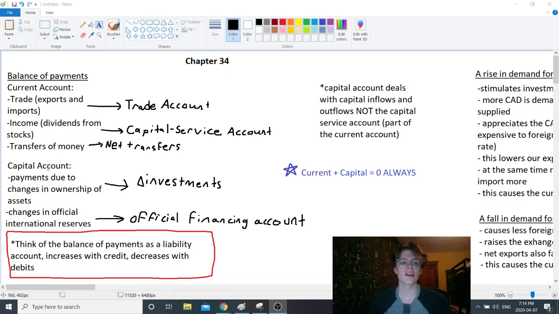And then on the other hand, we have the capital account. So this is the changes in ownership of assets. So that's like investment stuff. And then changes in official international reserves, which is the official financing account. The way I like to think about the balance of payments is as a liability account, if you've taken accounting, in that it increases with a credit and decreases with a debit. So if we keep that in mind, also important to note here, I took down that the capital account deals with capital inflows and outflows, not the capital service account, which is part of the current account.